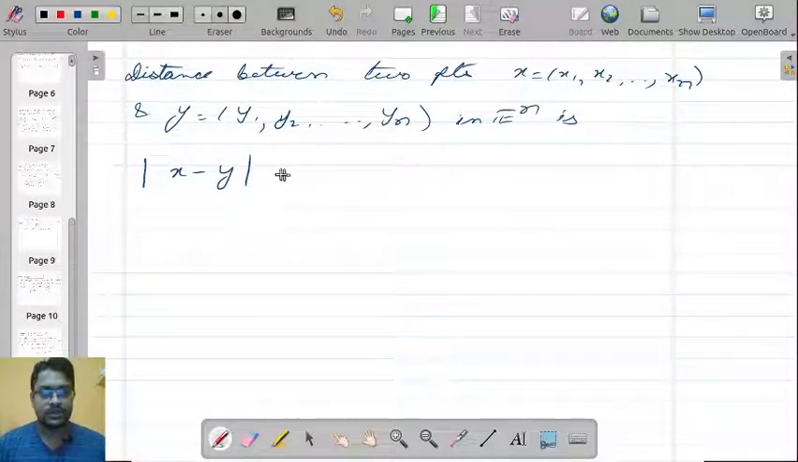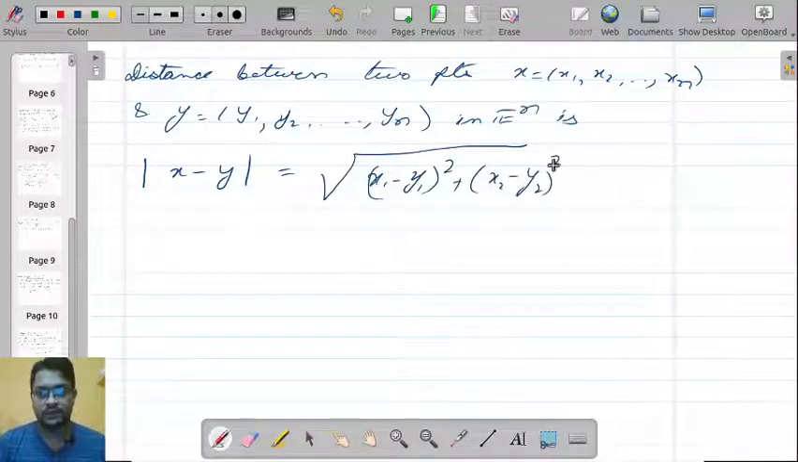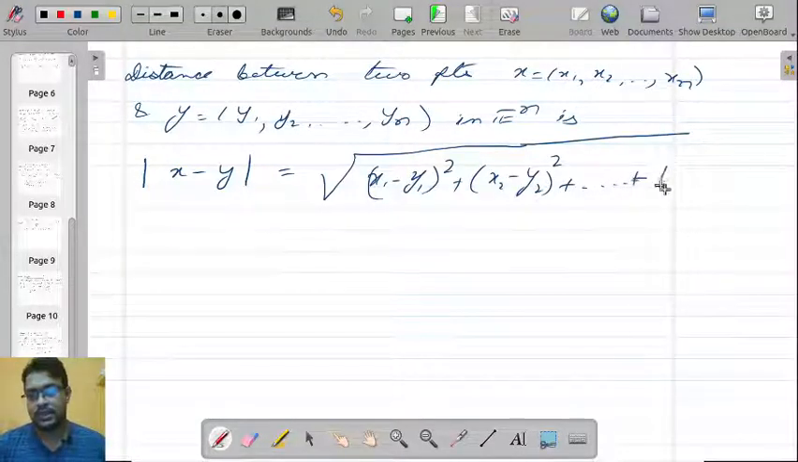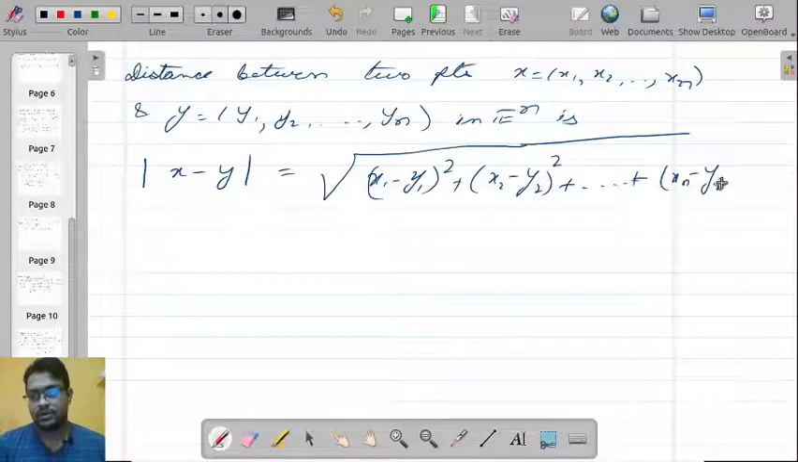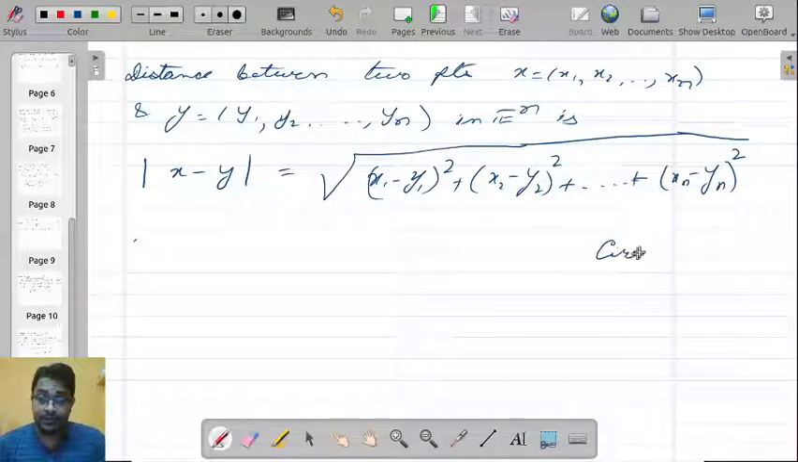So the modulus of x minus y is equal to the square root of (x1 minus y1) squared plus (x2 minus y2) squared, plus and so on, plus (xn minus yn) squared. This is the distance between two points. So I had given you the idea of a circle.